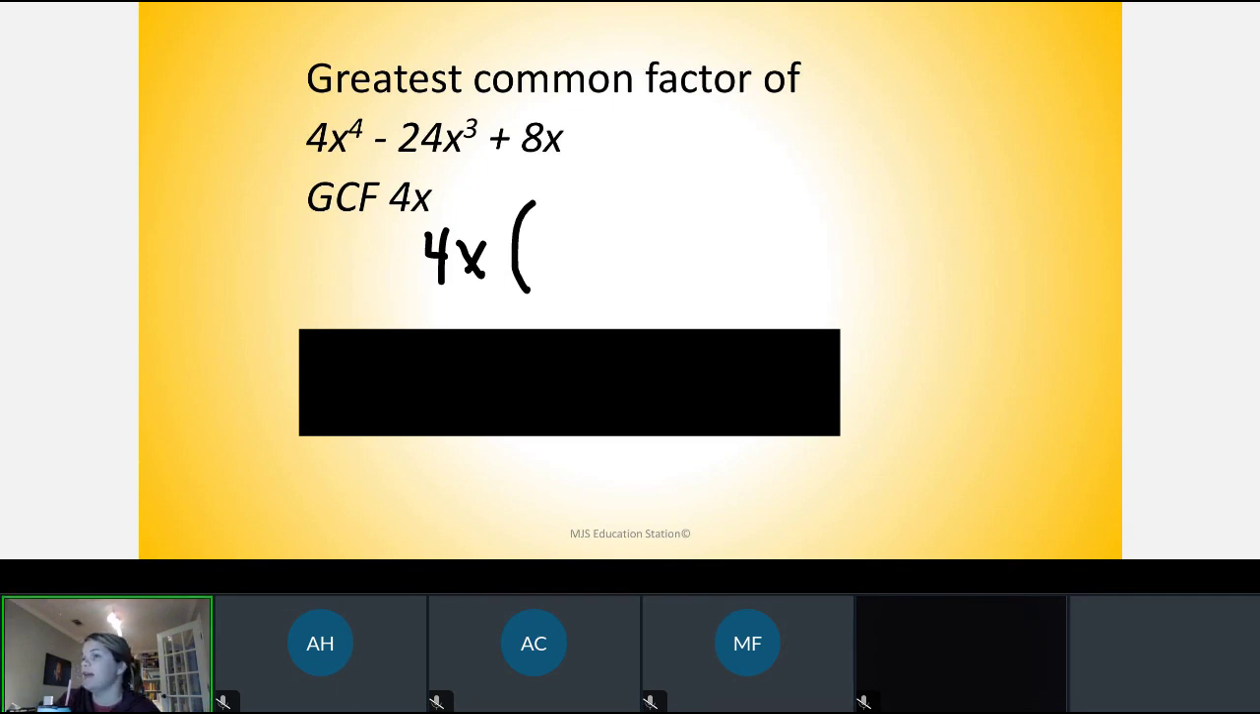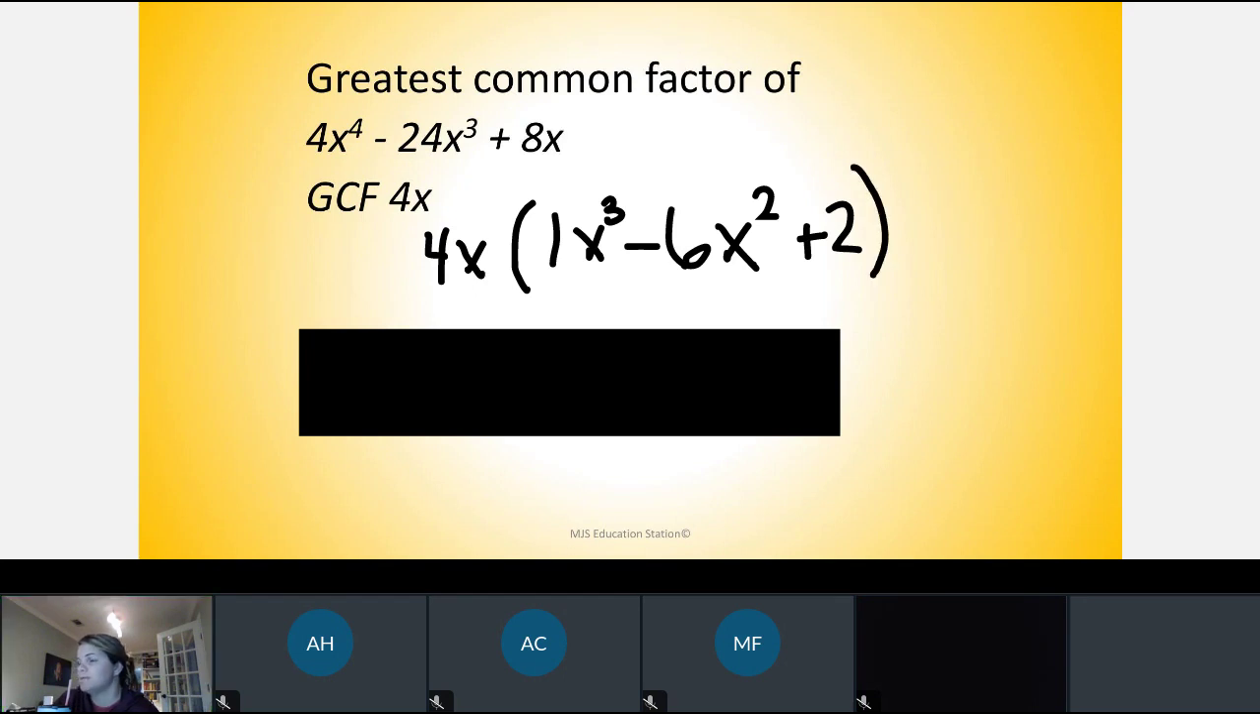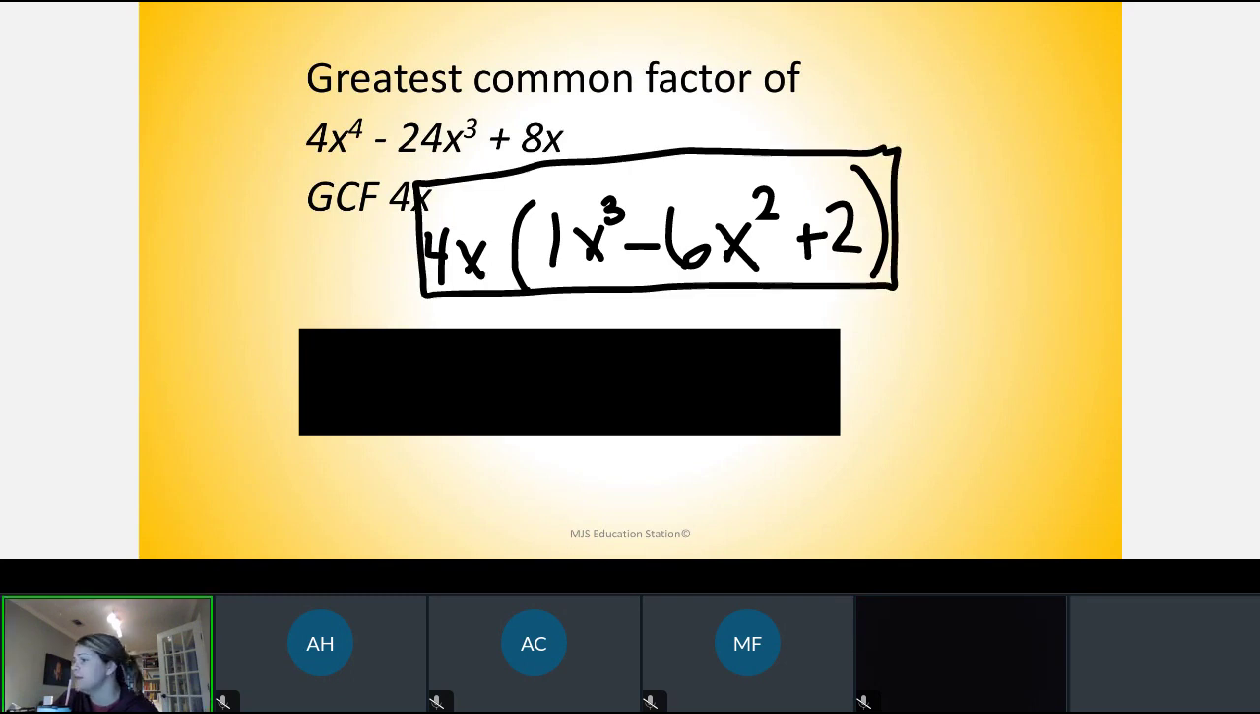So now I'm saying, what do I have left? So if I took 4x to the fourth and divided by 4x, 4 divided by 4 would give me 1. If you want to write the 1 there, you can. And then I'm left with x to the third. Negative 24 divided by 4 would give me negative 6. X to the third divided by x, so I'm left with x squared. 8 divided by 4 is 2. X divided by x is 1. So 2 times 1, or just 2.